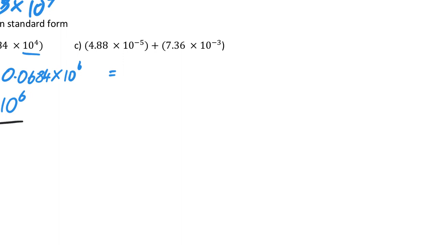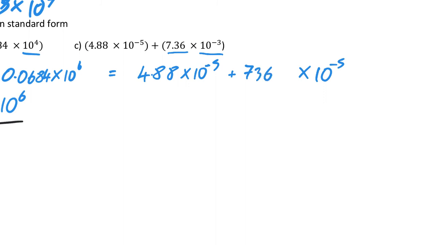Okay, part C, I'm going to use a smaller power this time. So I'm going to write it as 4.88 times 10 to the power of minus 5, and then plus. And if I use a smaller power, that's going to be times 10 to the minus 5. So I've made this thing 10 times 10 smaller. So this has to be 10 times 10 bigger. So it's going to be 736 times 10 to the minus 5. And then we can just add those two things. So that's going to be 740.88 times 10 to the minus 5, it should be.